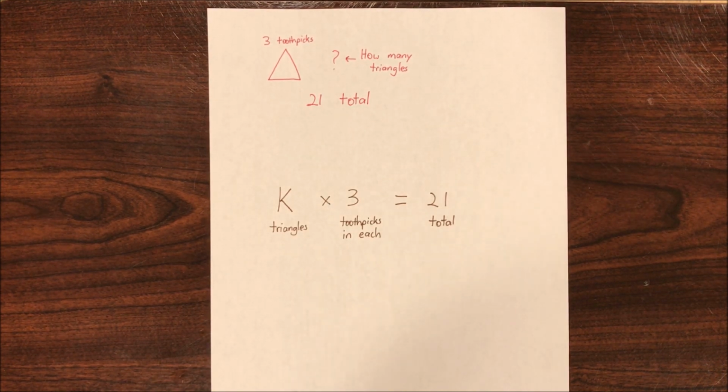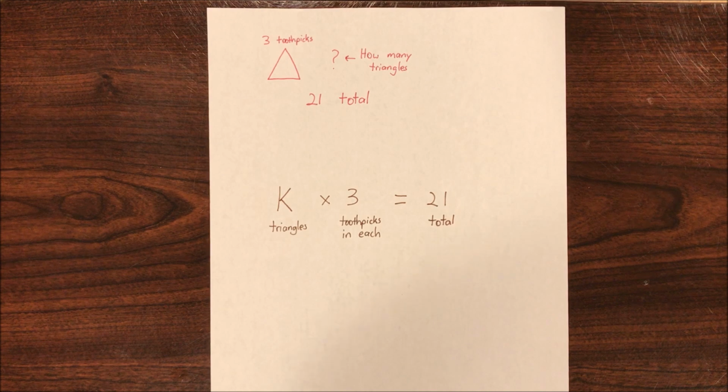So my question is, what do both of these representations show? Say it out loud. Yeah, they show that there are 21 total toothpicks and that each triangle will use 3 toothpicks. But we don't know how many triangles we can make. So your representation might look like one of these, or it might look a little different, but do check to make sure it shows the same things from the story that these representations do.